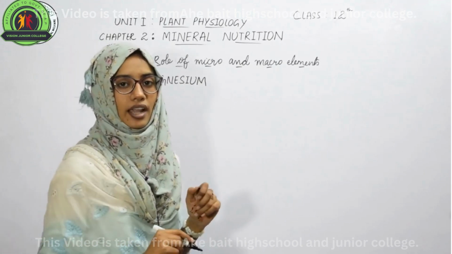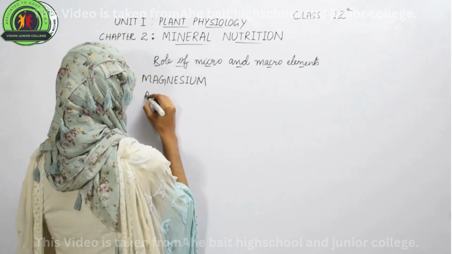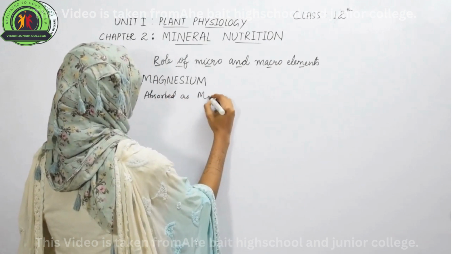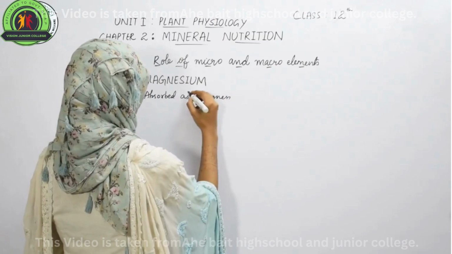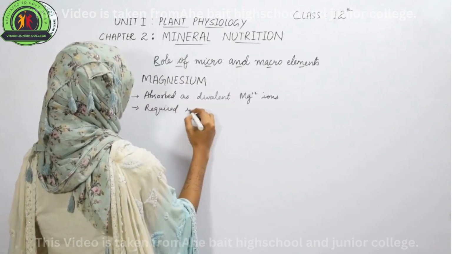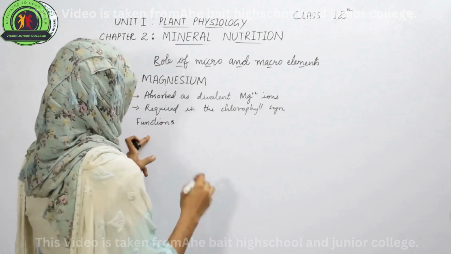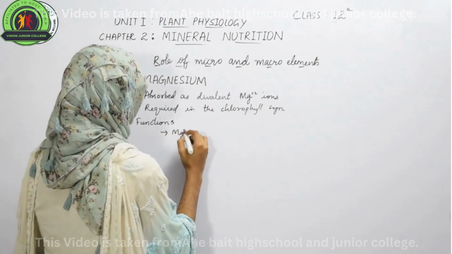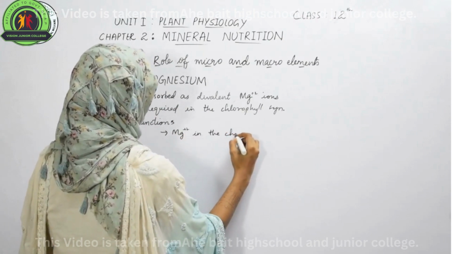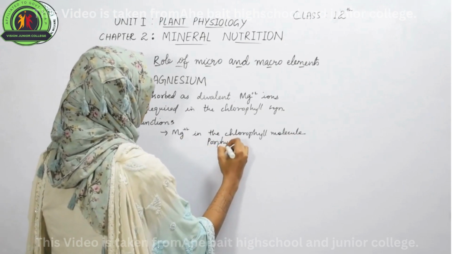Let us move to the next element, that is magnesium. Magnesium is absorbed as divalent magnesium ions from the soil into the plant body, and it is required in chlorophyll synthesis. When we talk about the functions of magnesium, these magnesium ions are required in the porphyrin ring of the chlorophyll molecule.